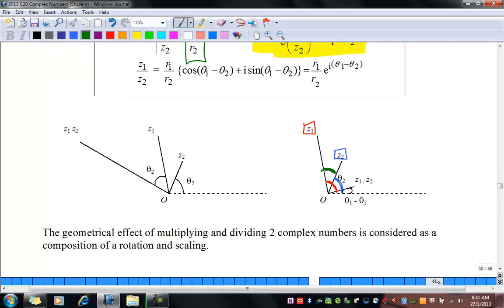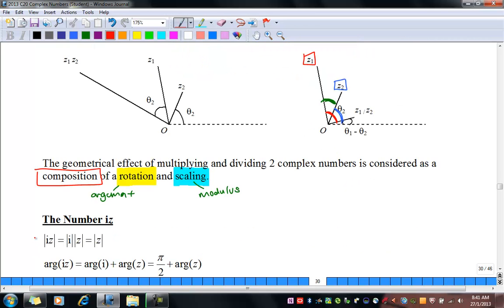So in general, what we say is that the geometrical effect is a rotation as well as a scaling. The rotation comes from the effect of the argument, while the scaling actually comes from the modulus. Okay, because we either multiply or divide the modulus, and it is a composition of these two because both will take place at the same time. So that was for the case of z1 times z2.